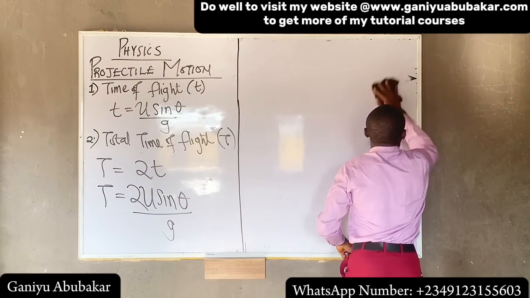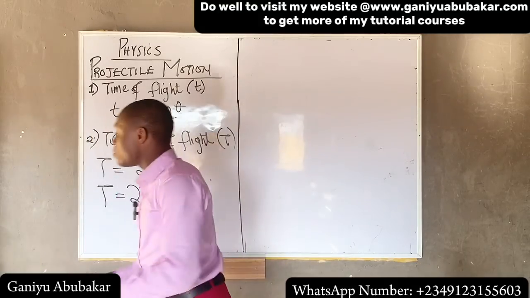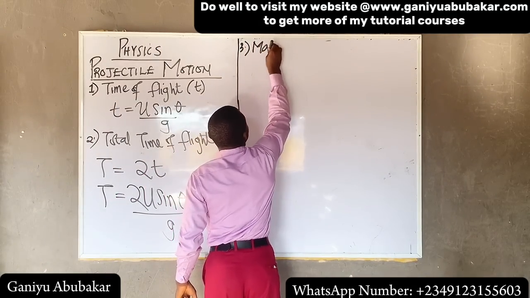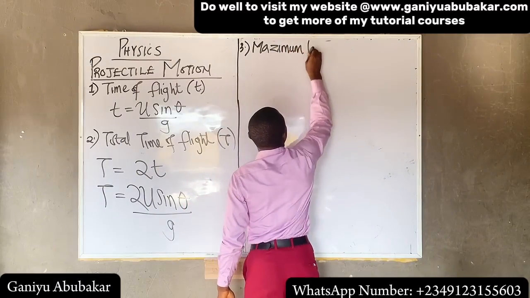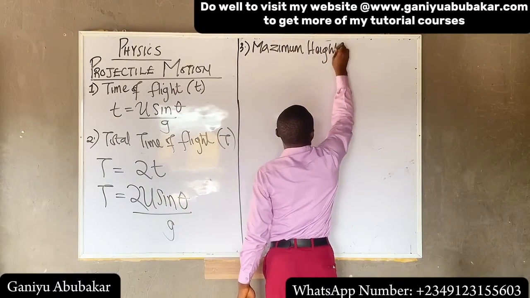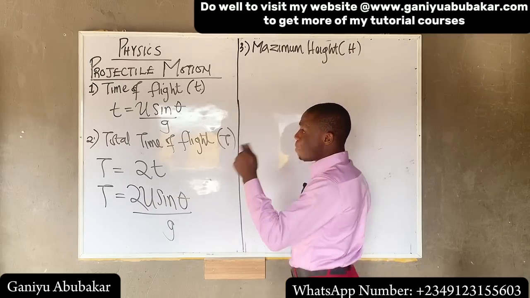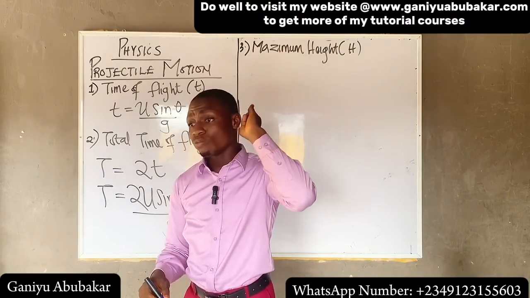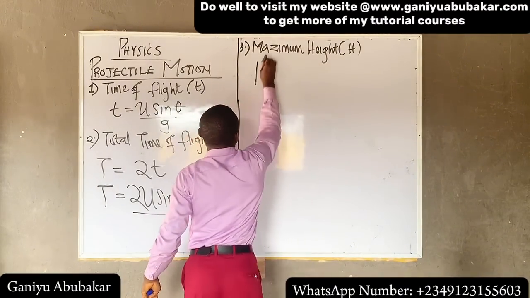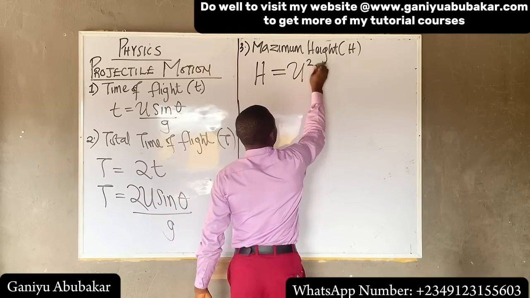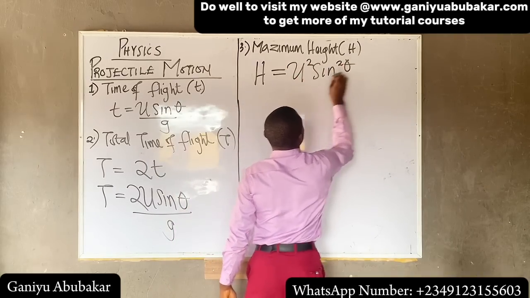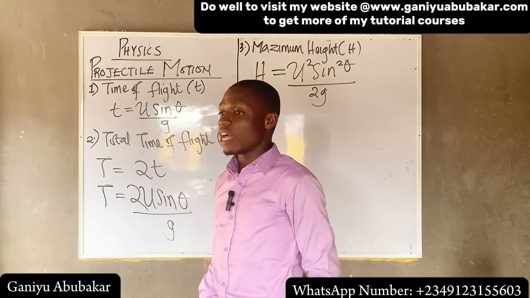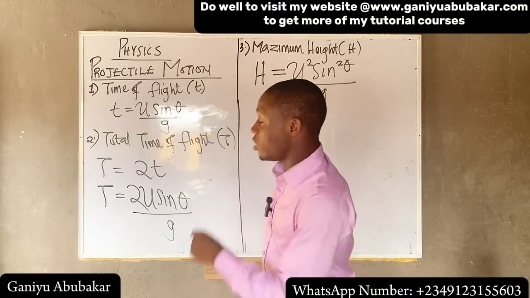The third one is the maximum height, capital H. Maximum height is the highest distance covered by the projectile during projectile motion. So capital H is equal to what? U square sine square theta over 2g. Please don't mistake it, it's sine theta.